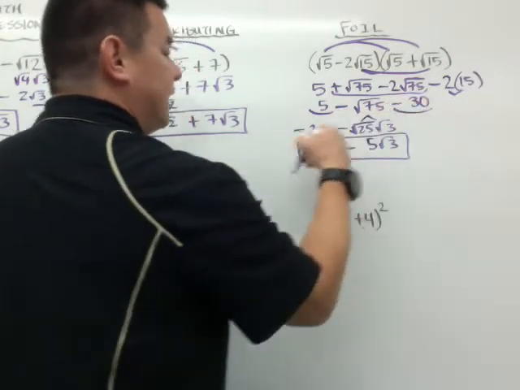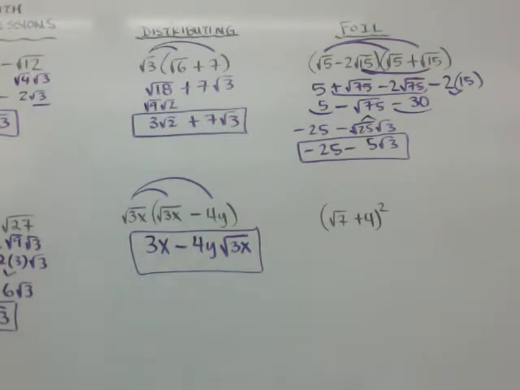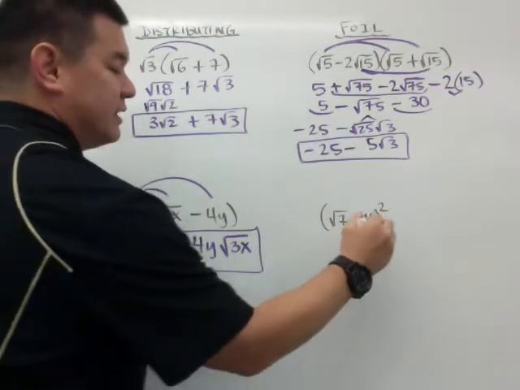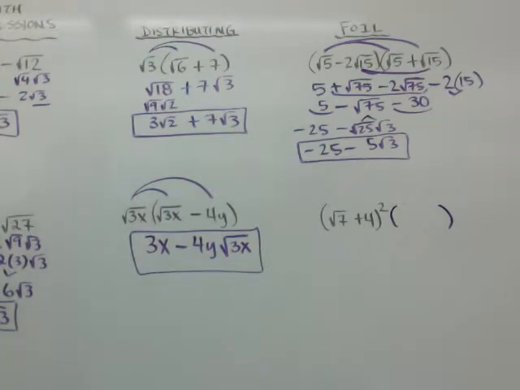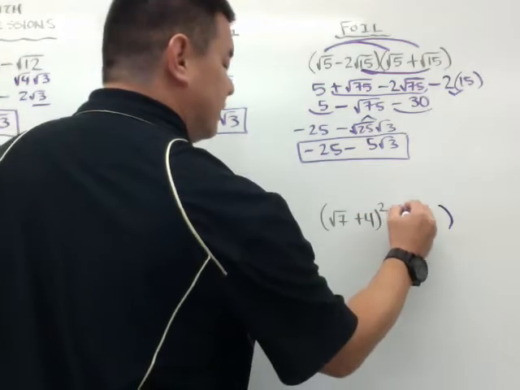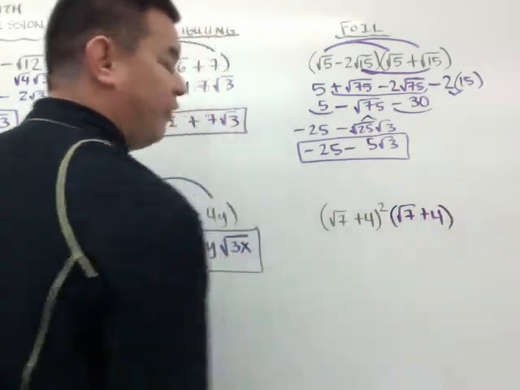So this is how I got the negative 25. Okay, if you remember when we did these type of problems, if it was a binomial squared, it was easier if you would just rewrite it twice and then FOIL it.